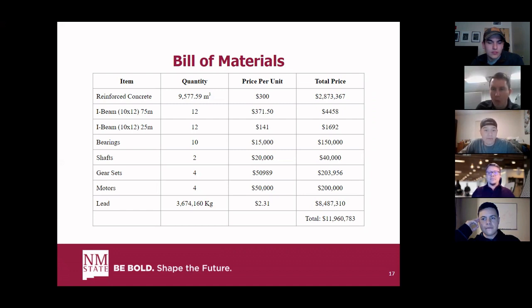And then we have our bearings, which will need to be custom made, as Addison mentioned. And then we have our 2 shafts, and then our 2 gear sets that will also need to be custom made out of grade 1 steel. And then we have our motors. And then in total, this all costed around $12 million.